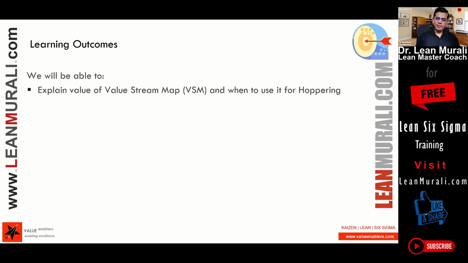I'm using the word hoppering now, which I have not used earlier. And this hoppering is also a very common word in Six Sigma. Hoppering is nothing but filtering. For filtering the causes also, they use the word hoppering.